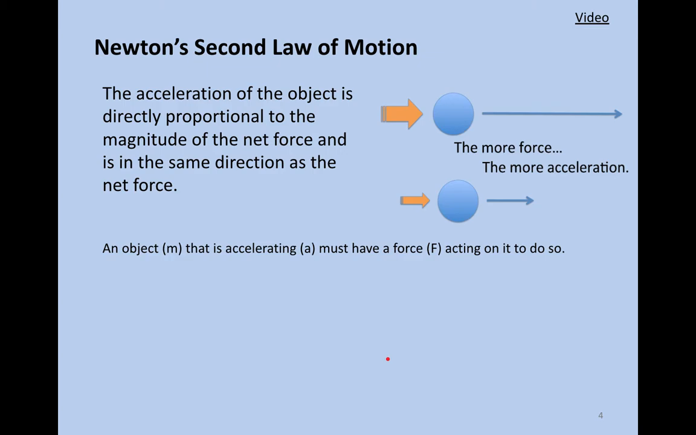Which brings us to Newton's second law of motion, where the acceleration of an object is directly proportional to the magnitude of the net force, so how big the net force is, and is in the same direction as the net force. Now, in Science 10, we're really not going to be dealing with net forces, just one force on an object. So net forces you can deal with later.